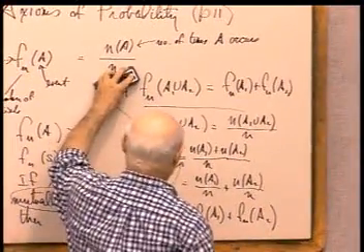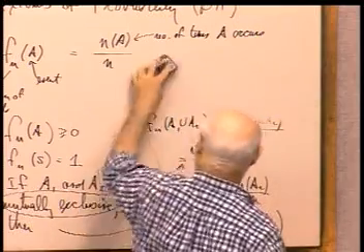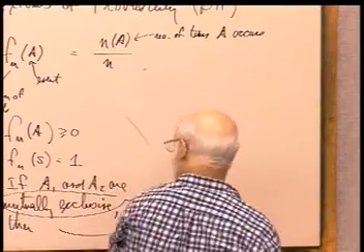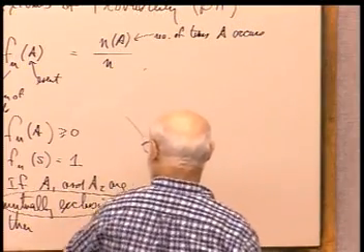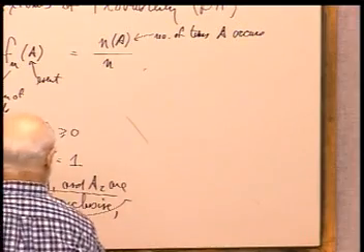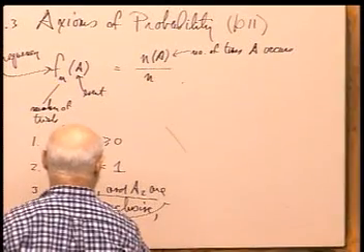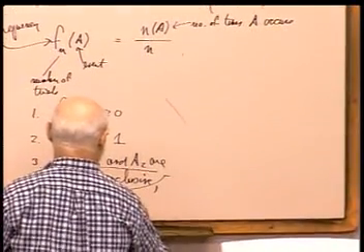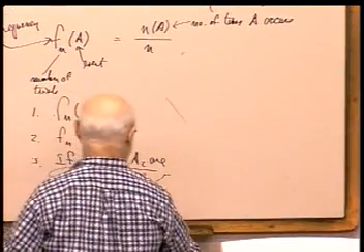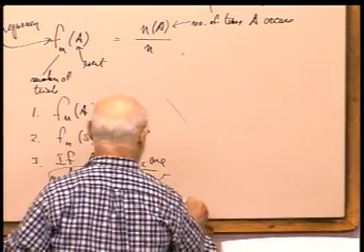Okay, so I'm going to erase this proof. And let me state the conclusion right here. Then the frequency of A1 or A2 is equal to the frequency of A1 plus the frequency of A2.